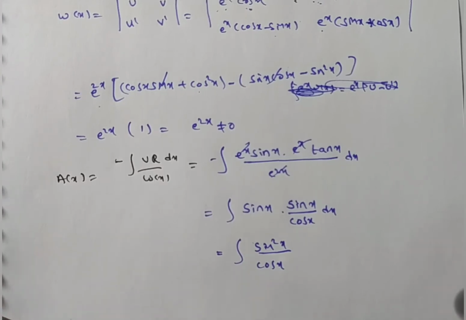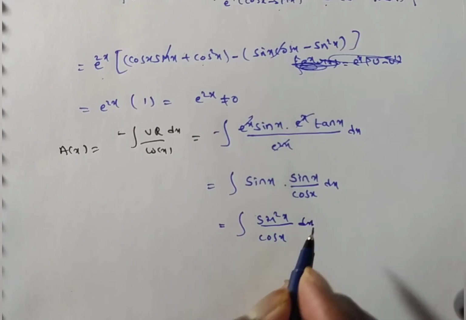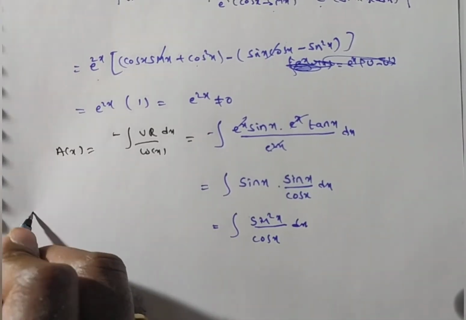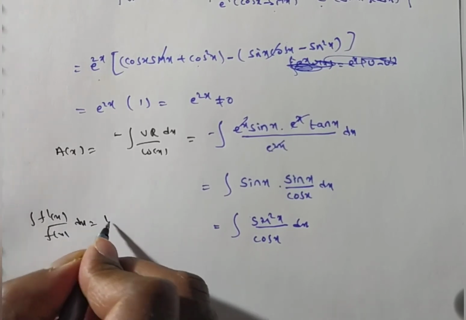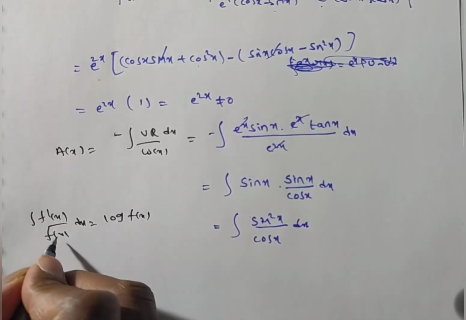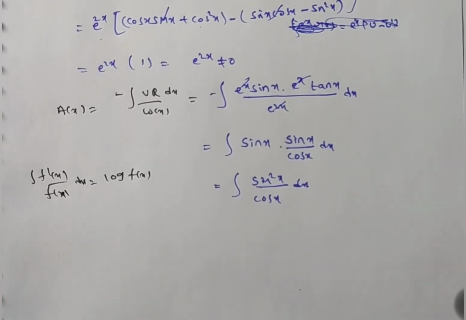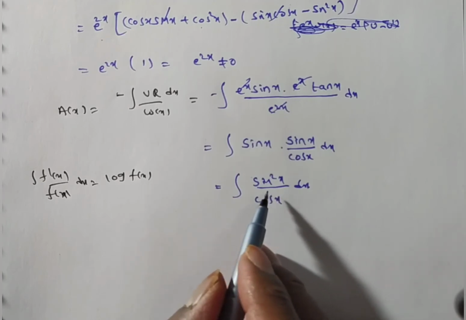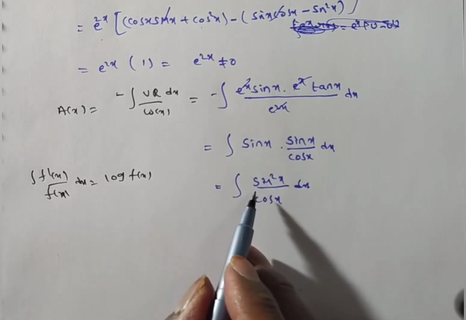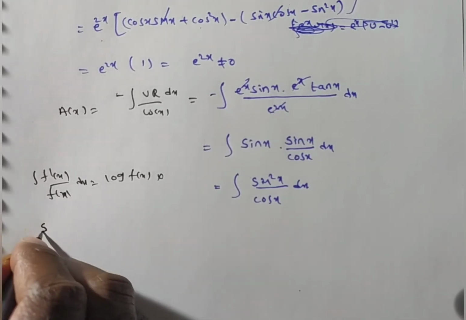Whenever a numerator and denominator are there, we have to recall the formula: integral of f dash of x by f of x into dx is equal to log of f of x. Friends, if the denominator's derivative is in the numerator, then we write log of denominator. But cos x is in the denominator, and cos x's derivative is minus sin x. Is it there? No, sin square x is there. So we cannot apply this formula, so you have to go for other formulas.